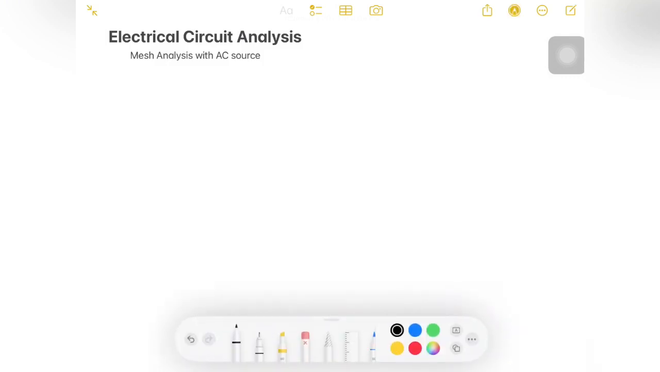Let us see the mesh analysis with AC source. With respect to the electrical circuit analysis subject, whenever we have an AC source, how do we apply mesh analysis for that? Let us take a simple circuit and try to solve it. So let us take the network first.